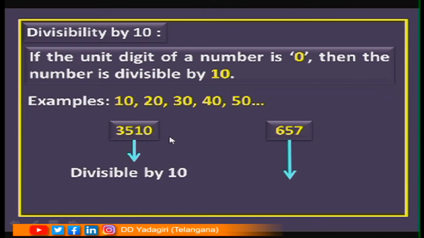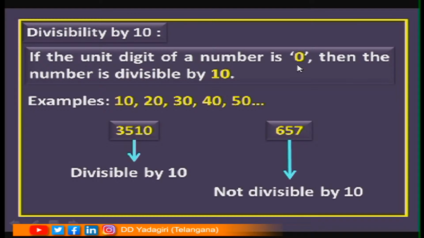Now, take a look at the second number, 657. Here the ones digit is 7. So, according to the definition, only if it has 0 is it divisible. So, 657 is not divisible by 10.